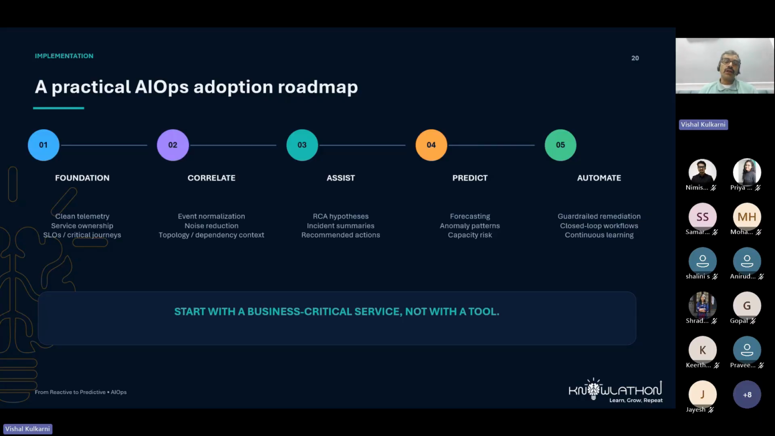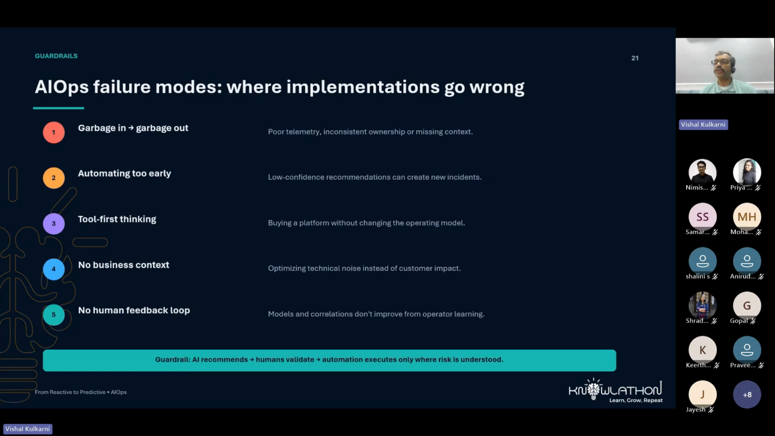The typical suggestion is to start with a business critical service, not with a tool. You first identify, and that is where I made the statement, right? Stage one is identifying the service level objectives, which means you need to really identify which service matters, or which is the highest priority offering from your organization's standpoint. Choose that service first.